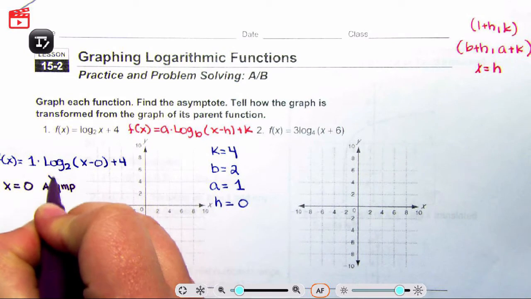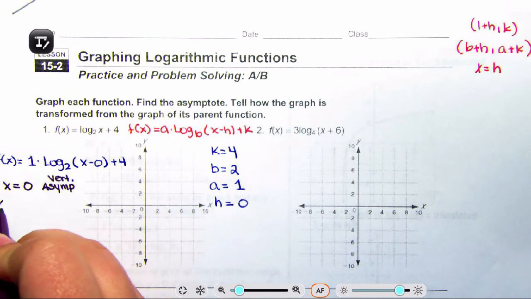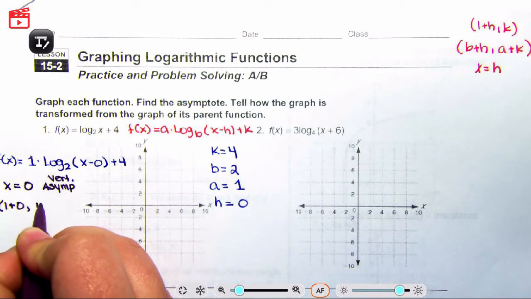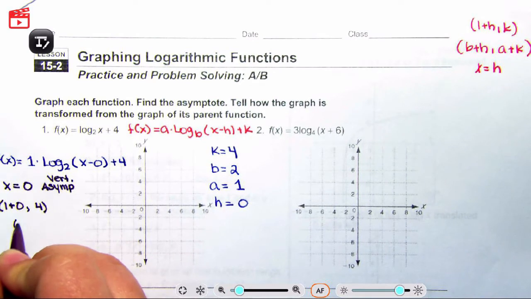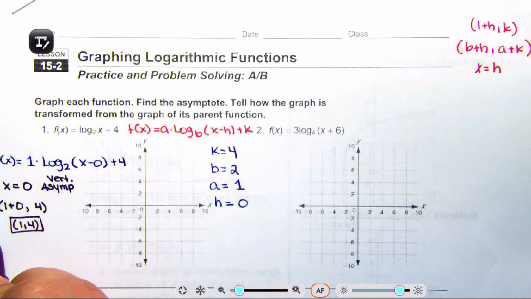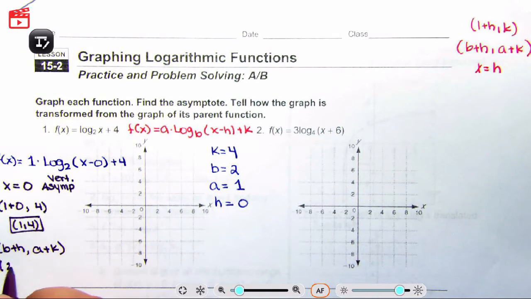And again, this is my vertical asymptote. Our first reference point is 1 plus h, which is 0, comma k, which is 4. So my first reference point is 1, comma 4. My secondary reference point is b plus h, comma, a plus k. So in this case, I have 2 plus 0, comma, 1 plus k. K is 4, so my secondary reference point is 2, comma 5.